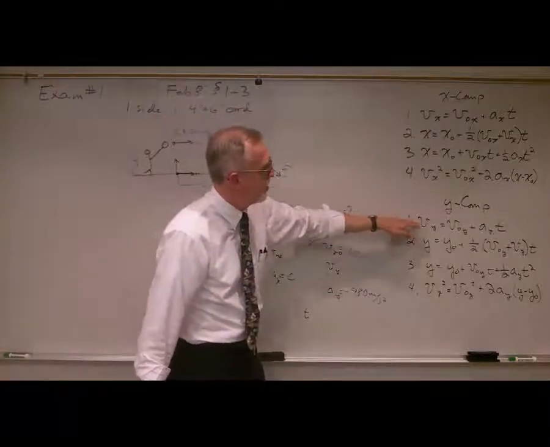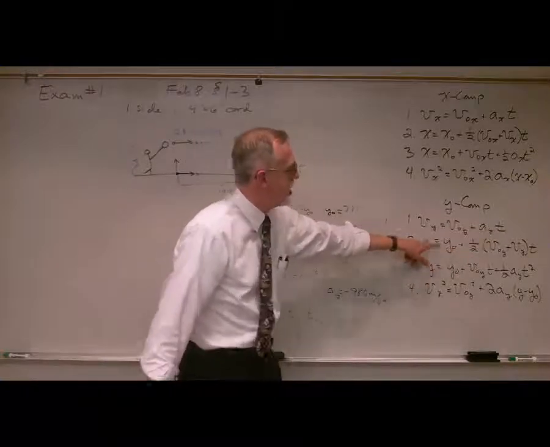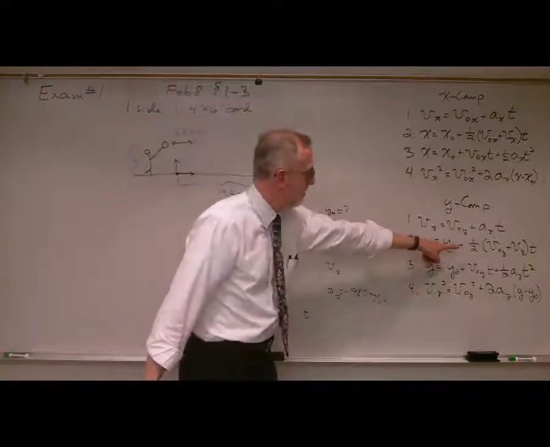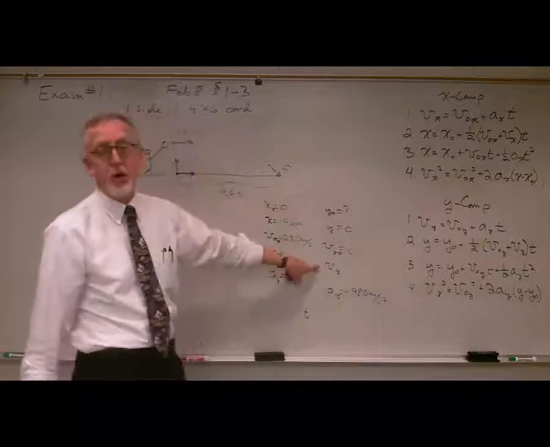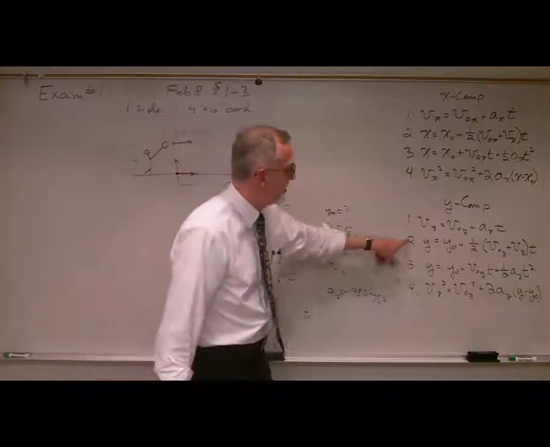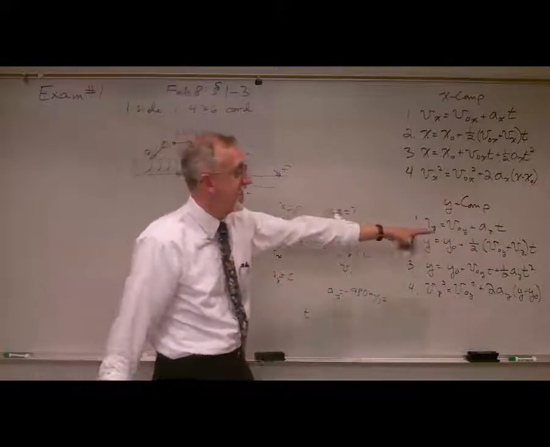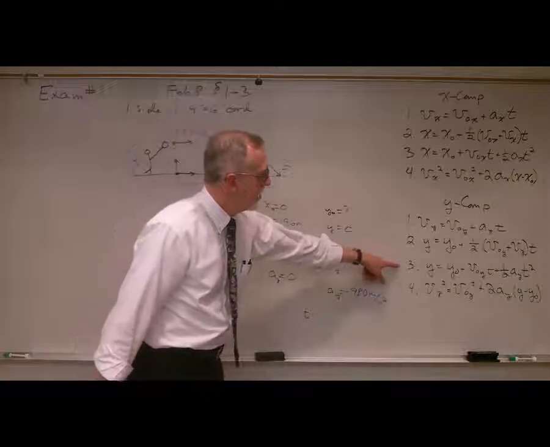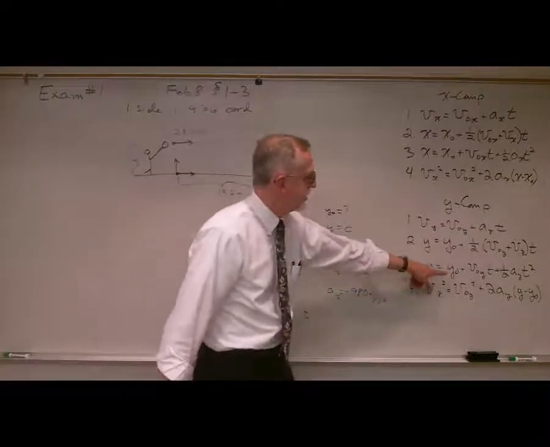Is there a y naught here? No, no y naught. Is there one here? Yeah, there's one here. Do we know everything else? Well, we don't know what vy is. We do not know what vy is, so we cannot solve this equation for y naught unless we know everything else. Nor do we know t. We don't know what t is either, so we can't use that. This one's got a y naught in it. Can we solve for y naught? Well, we know everything else here.